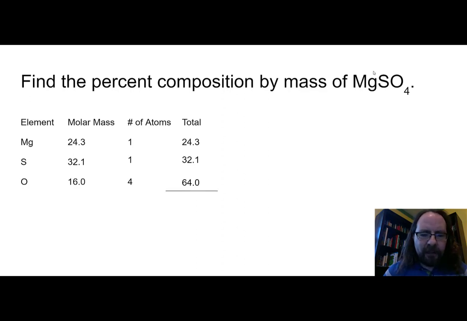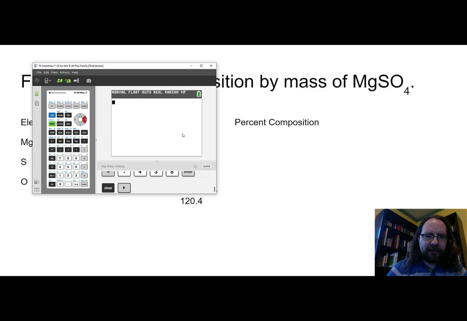times 4. And then I find the total mass for 1 mole of this compound, and the total molar mass is 120.4 grams. So what I now have is the part for each element, and I have the whole, the total amount of 1 mole of the compound. And now it's simply a matter of calculating each percent. I'll do one as an example, but then you should get the idea.